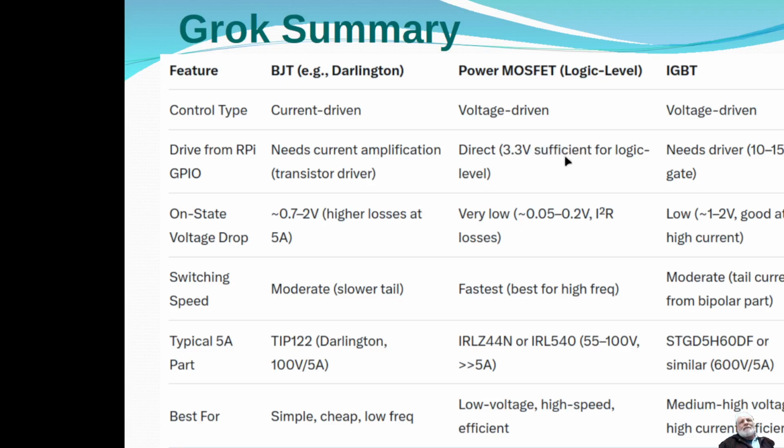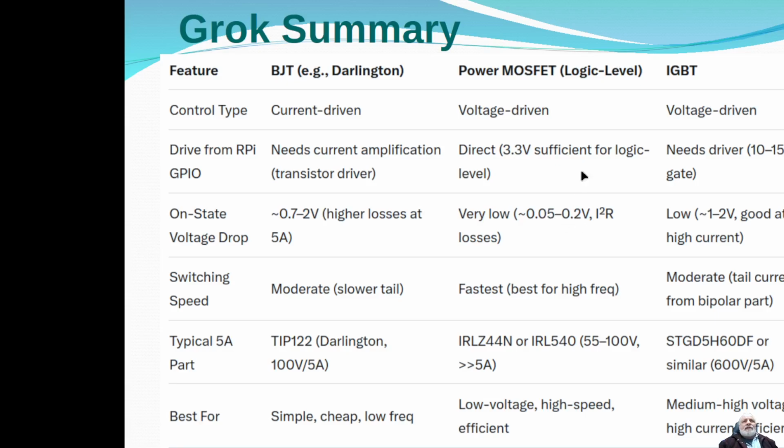Now, when you get to the higher power ones, you may still have to use some kind of circuit to up the voltage and then drive a higher one. So you may need an intermediate circuit. Just depends on how much current you need at your load side.